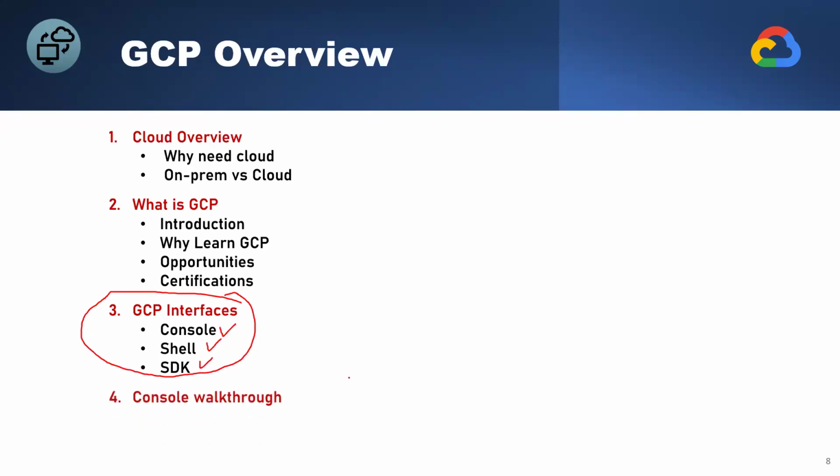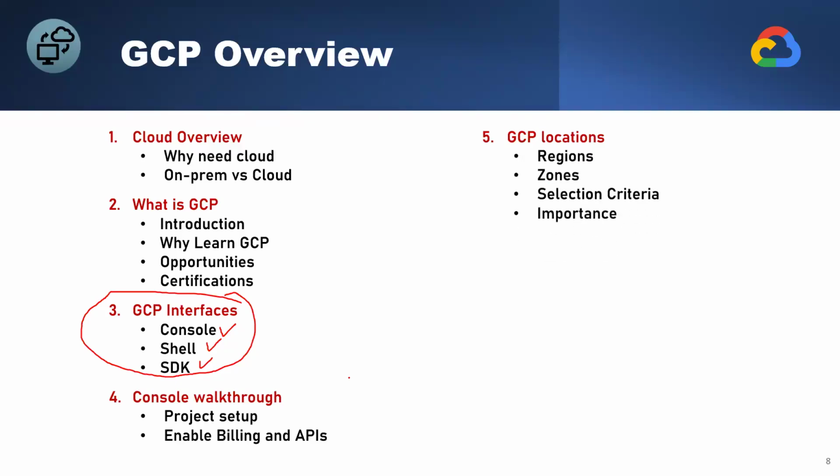Similarly, I am going to tell you how to set up a project and how to enable billing and APIs. Then GCP locations: if I want to create a solution in GCP, we need to select the location properly, so we need to understand what regions are, what zones are, and the selection criteria and importance. Similarly, we need to understand IAM and admin, which is the security point of view to control access to data and users. We need to understand identities, roles, and policies, how to assign a role to a user, and the resource hierarchy.